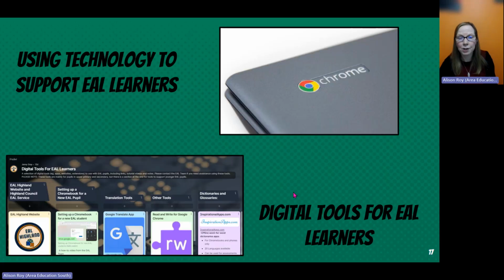Okay, so we're going to move on to look at using technology to support EL learners. We have a Padlet, which I will show you later, that all these Padlets are on our EL Highland website. So we're going to look at some different tools.